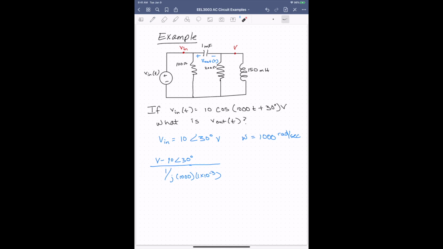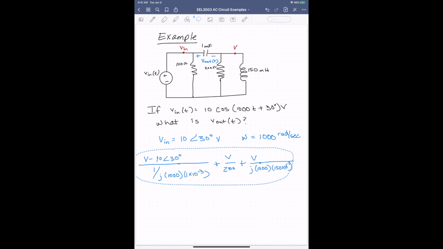Okay, so this current will be V minus Vn over 1 over j omega times that value C. Then we have a current going through here. That will be V minus 0 over 200, so that was pretty simple. And then the last current here will be V minus 0 over j omega L, so j omega is 1,000, and L is 150 times 10 to the minus 3. And that will all be equal to 0.